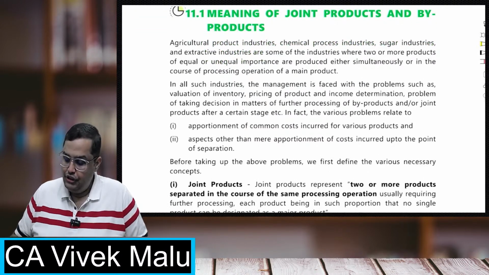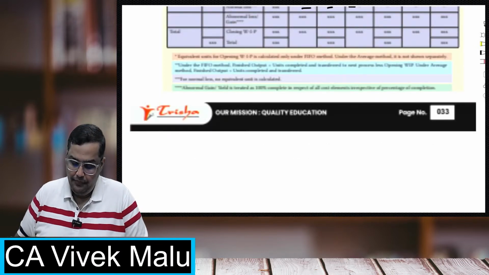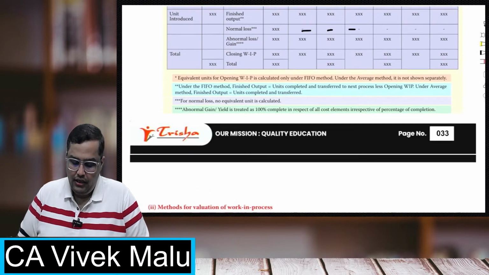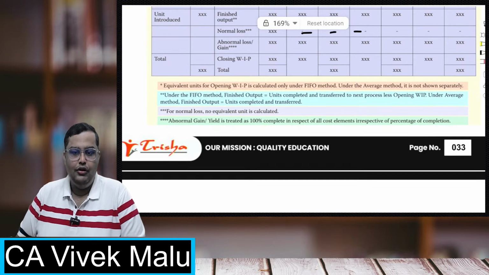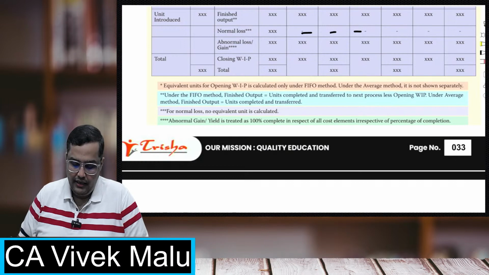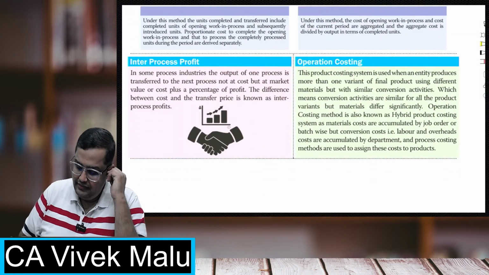Okay. Now, students, let's move to the next one, that is joint products and byproducts costing. This we have already done. As you can see over here, we have already mentioned WIP is calculated only for the FIFO method. Under average, we don't break it up. Now, interprocess profits and all that is done.